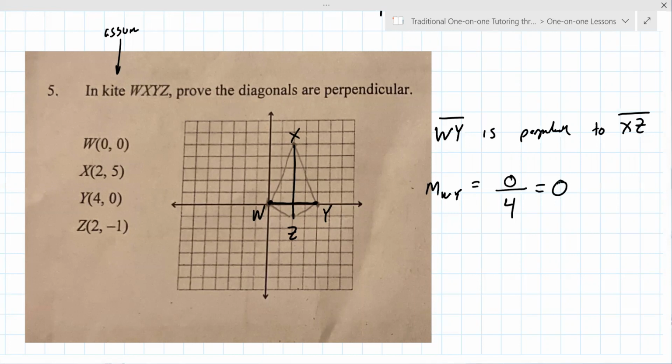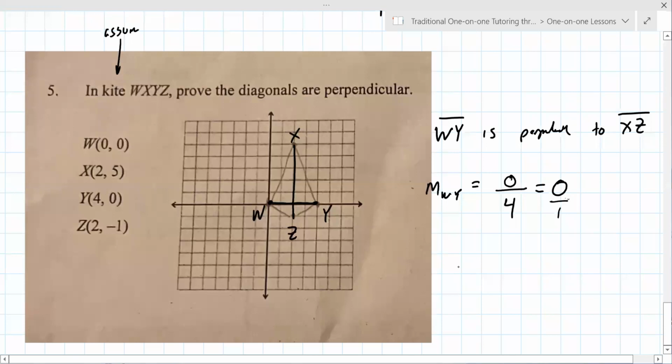Now the challenge here is, what is its reciprocal? Well, you can always write a number over 1. So the perpendicular for this would have to have a slope that's a reciprocal of this, like 1 over 0. And the problem is, what does that even mean?